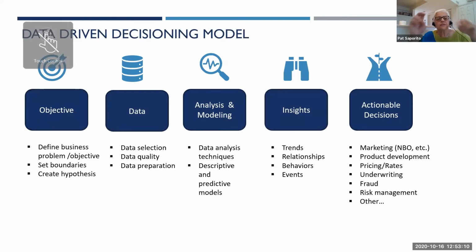So let's take a look at this. Data-driven decisioning follows a process, and I'll say it's a model here. Let's say that there are 5 elements to it. The first is defining your objectives, right? So defining your business problem or objective, setting boundaries on the objective, and creating a hypothesis. So that's step 1.